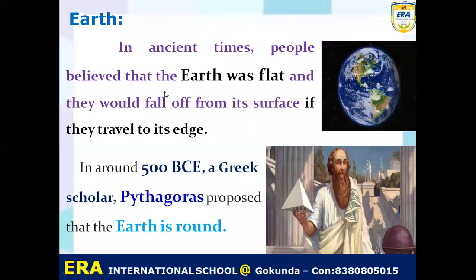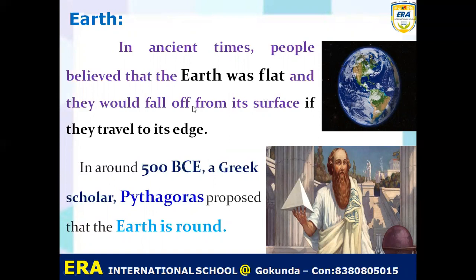So Earth, you know that Earth is our planet and living things are only found on the Earth. In ancient times, people believed that Earth was flat. Do you know, actually some long years ago, people thought that the Earth was flat and they would fall off from its surface if they traveled to its edge. So in olden times, people believed that the Earth is not oval or spherical, so it is flat.